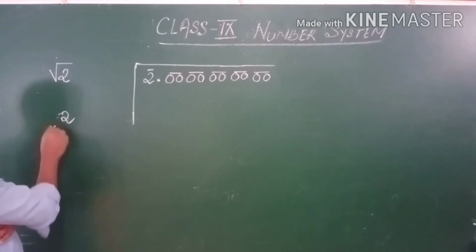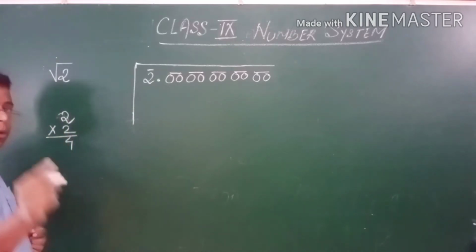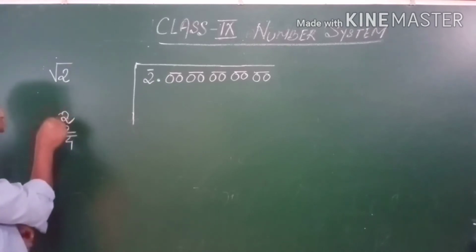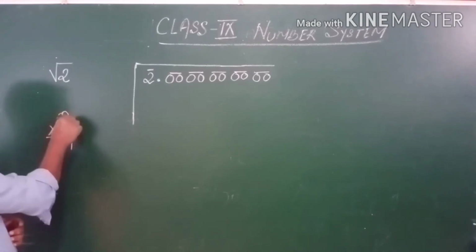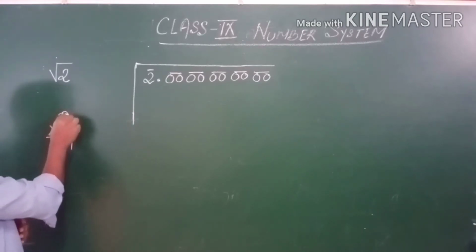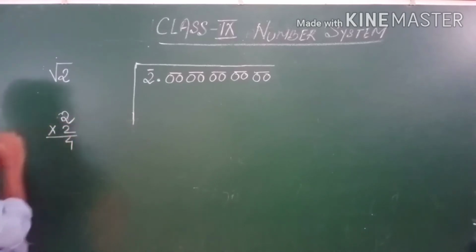So 2 to the 2. What did I tell you to take? Square number. Okay. If you are taking 2, you have to take 2. If you are taking 3, you have to take 3. That's a square number. So now I am taking 2, so I have to multiply that number with 2. So 2 to the 4.